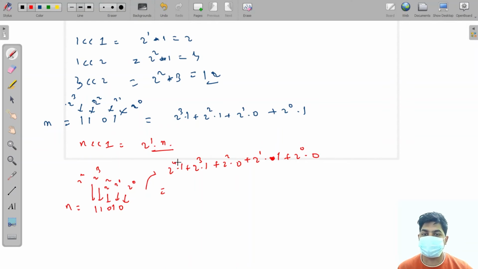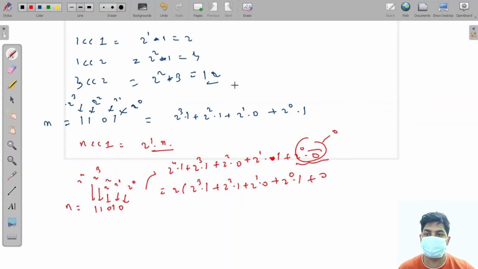Let's take 2 common, so we can write it as 2 raised to power 3 into 1, 2 raised to power 2 into 1, 2 raised to power 1 into 0 plus 2 raised to power 0 into 1. Over here, this is 0 into something, and 0 into something is 0 only. So there is no need to write plus 0 here. We can simply skip this part.